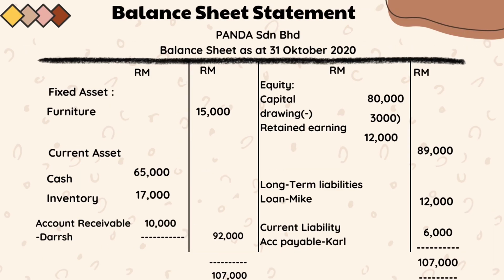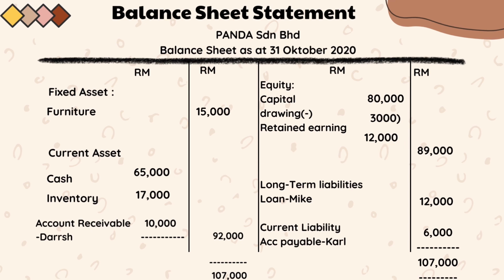Panda Sendirian Berhad balance sheet as at 31 October 2020. Fixed asset: furniture 15,000. Current assets: cash 65,000, inventory 17,000, account receivable 10,000, total 107,000. Equity: capital is 80,000, drawing is 3,000, retained earning is 12,000, total 89,000.